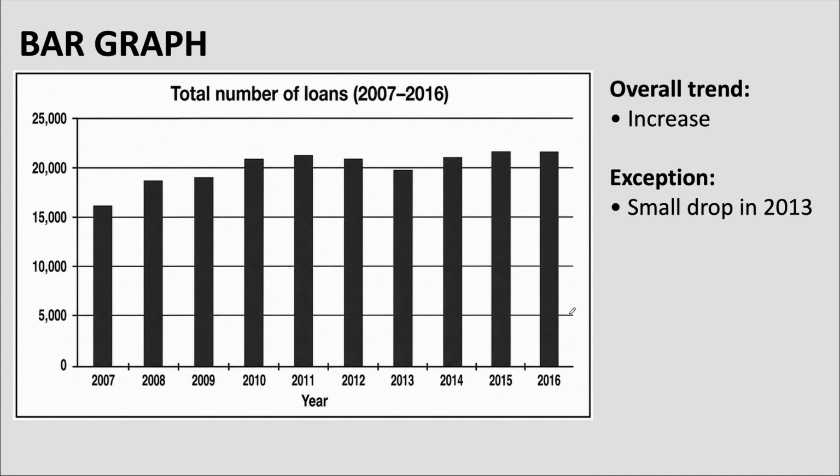The bar graph shows data over time, so there is a trend. The overall trend is an increase. If we compare 2007 to 2016, there's been an increase. Another thing we notice is throughout, either there is an increase or the number is more or less the same. The one noticeable drop we see is in 2013.